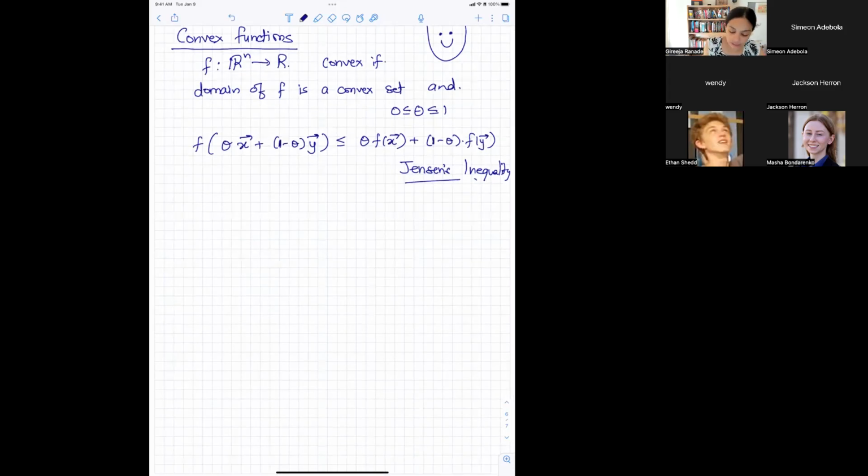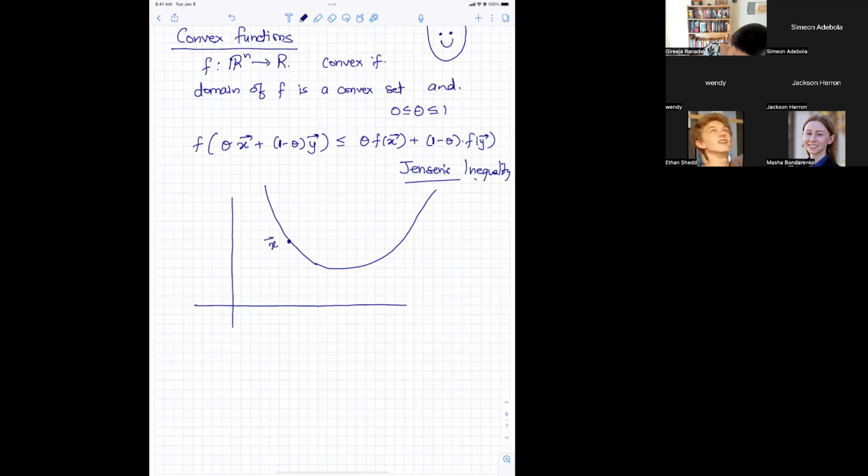But in general, what does this inequality mean? The much nicer way to think about this is in the context of a picture. So let me draw a better convex function. Let's say I have some axes here, and I have some smiley face convex function like this. So it looks like a nice bowl. Let's say I have some x here, and I have some y here.